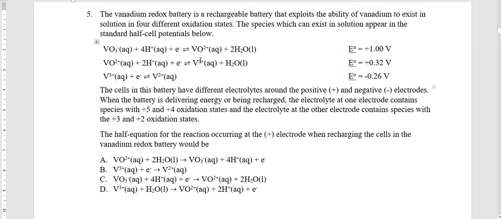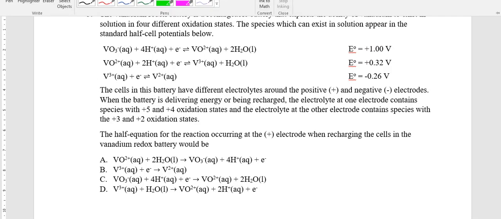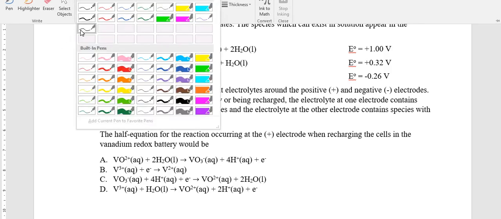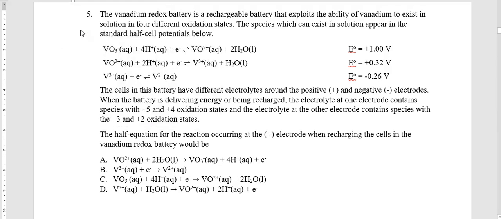So we start with a vanadium redox battery, and it's a rechargeable battery that exploits the ability of vanadium to exist in solutions in 4 different oxidation states. I feel like I already put this question in a quiz as well, but I can't remember. Never mind. The species which can exist in solution appear in the standard half cell potentials.